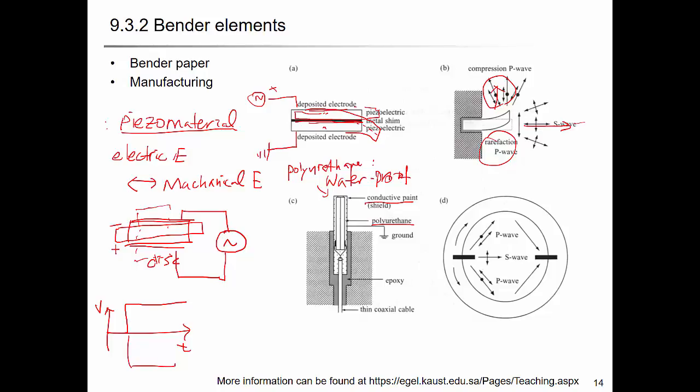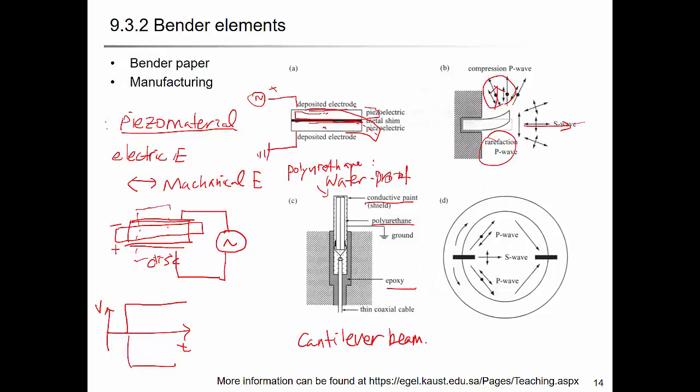And here the epoxy is just for the installation of the bender element. So here you apply the bender element in a cantilever beam style. So part of the bender element is exposed to the soil specimen, so they are in contact with the soil, and the other end is fixed at the wall, so that when you apply the force, they will just vibrate like this.